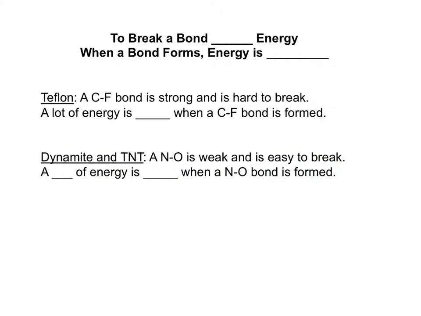Let's talk more about sufficient energy and bond strength. So stop the video and fill in the blanks in these sentences. So the answers are, to break a strong C-F bond, that would require a lot of energy, which means high temperature. To break a weak N-O bond, that would require little energy, and that would mean low temperature.